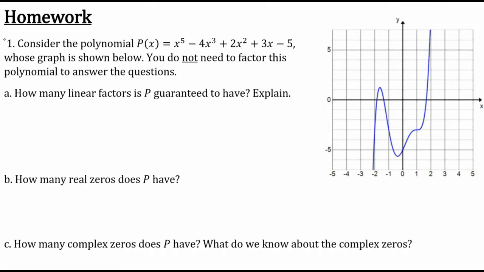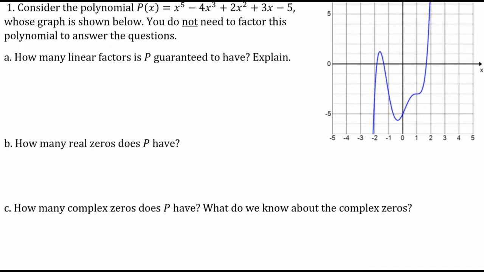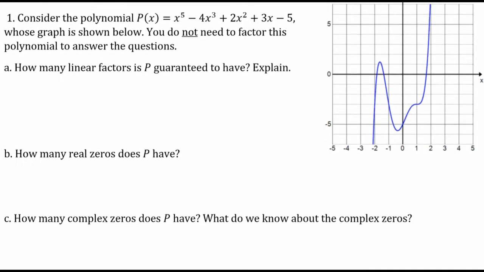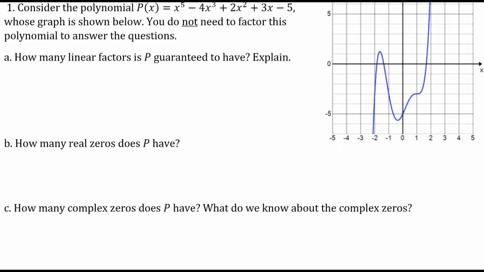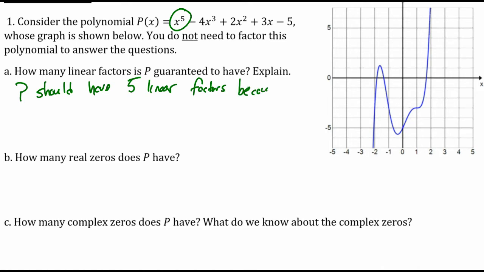So consider this polynomial. We end our last homework with where we really truly deal with polynomial functions. Consider the polynomial p of x, whose graph is shown. So we have this beautiful graph here of this polynomial. We don't need a factor to answer these questions. How many linear factors can I factor p into? Well, it's an x to the fifth polynomial, so it should have 5 linear factors if we include complex numbers, because it is degree 5.